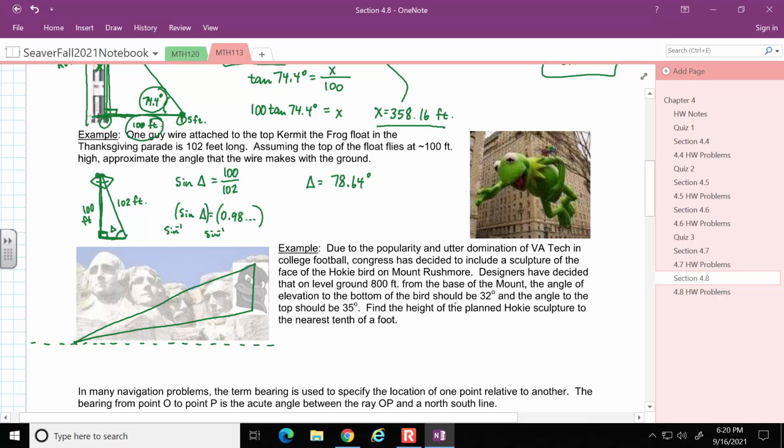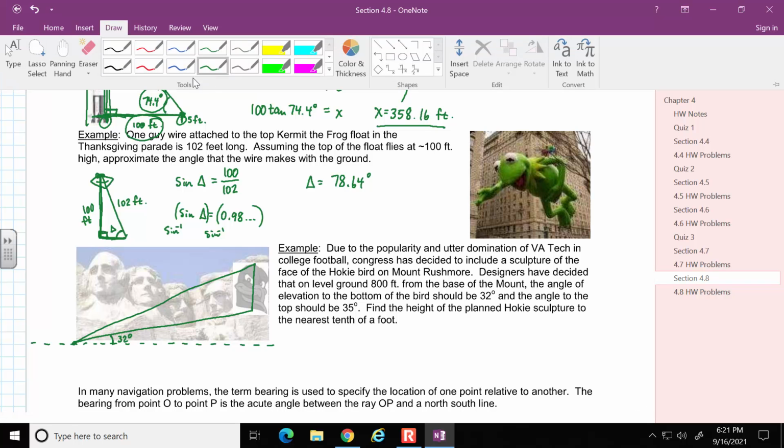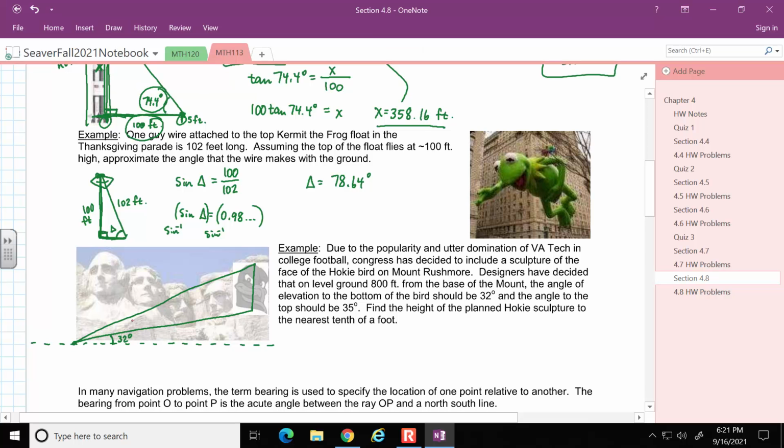Let's take the first piece of information. The angle of elevation to the bottom of the bird should be 32 degrees. So that tells me from the ground, this angle should be 32 degrees. Is everybody okay with that? Okay. It says the angle to the top should be 35 degrees, right? Okay. So where would you go from there?